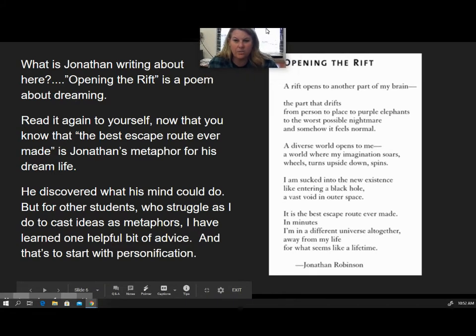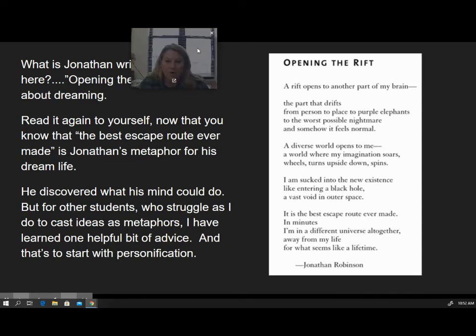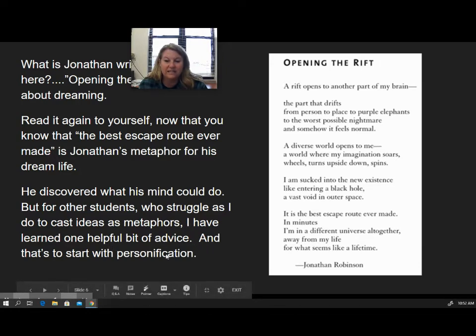What is Jonathan writing about here? Opening the Rift is a poem about dreaming. Read it again to yourself now that you know that the best escape route ever made is Jonathan's metaphor for his dream life. He discovered what his mind could do, but for other students who struggle, as I do, to cast ideas as metaphors, I have learned one helpful bit of advice, and that's to start with personification.